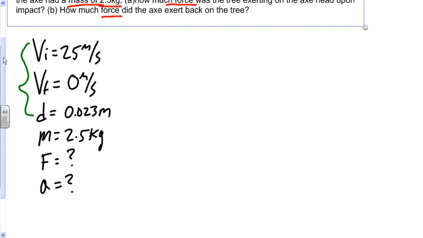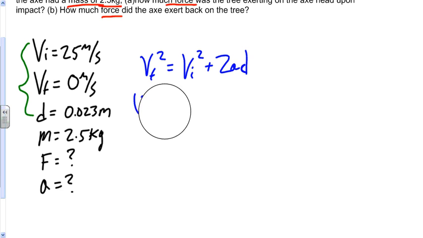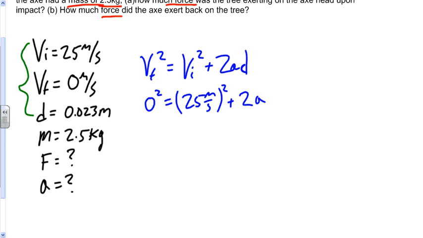Well, we were given a VI, a VF, a D, and we're trying to find A. Going to your reference tables, you'll see the equation to use is VF squared equals VI squared plus 2AD. Oh yes, we're getting back to all that kinematic stuff. Everything we learned in the first unit is starting to come back. Plugging in, oops, I had them backwards, didn't I? So we'll do 0 squared equals 25 meters per second squared plus 2a times 0.023 meters.